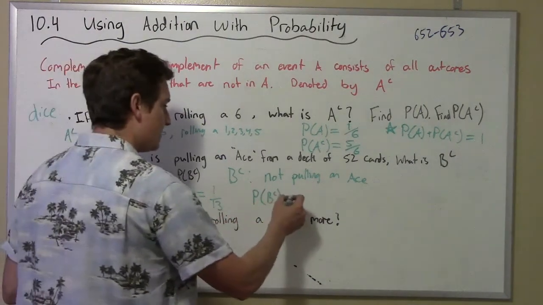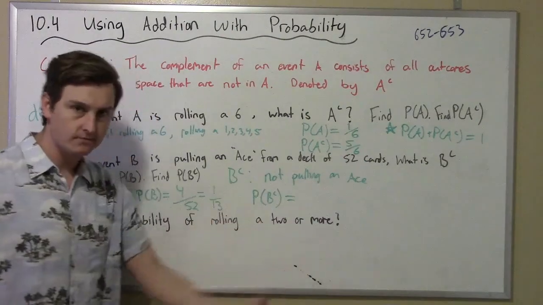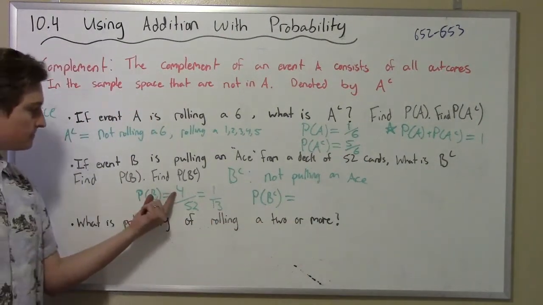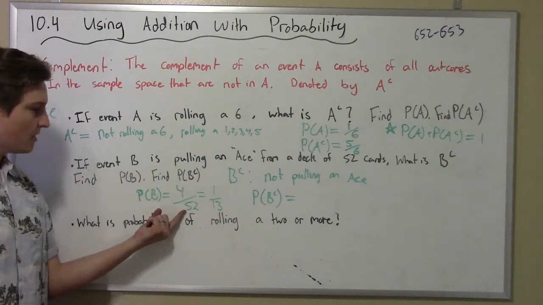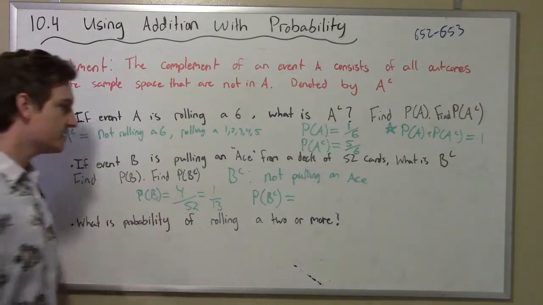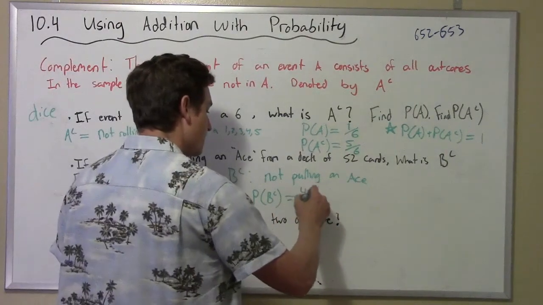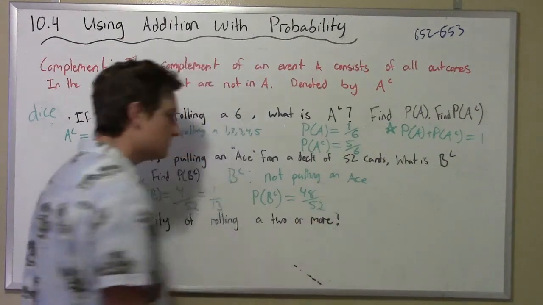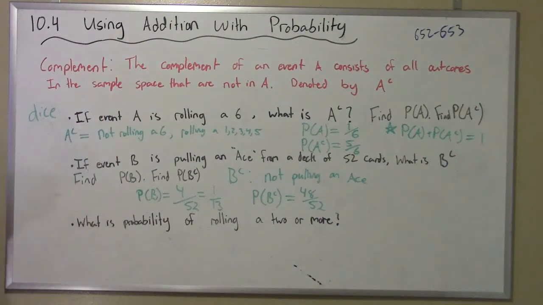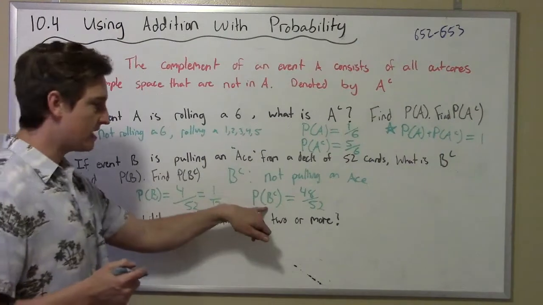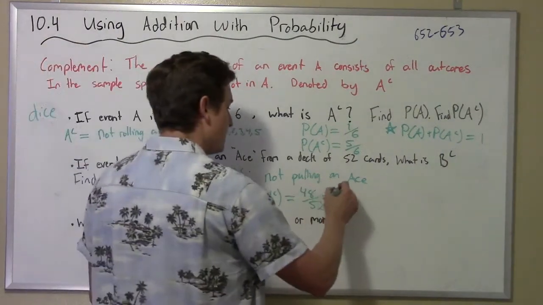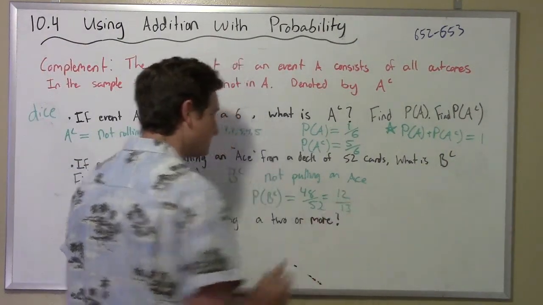So the idea here is that they have to add up to 1, right? Total, 52 cards, 4 of them are aces. The rest of the 48 cards are not aces, right? So 48 out of 52 is the probability that I get not an ace. And if you simplify this, you're going to get 12 over 13.